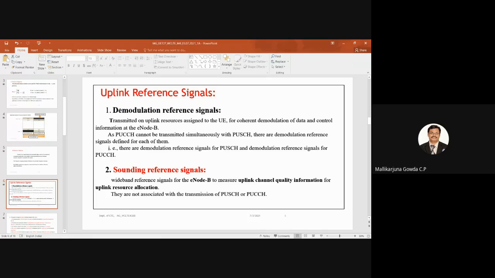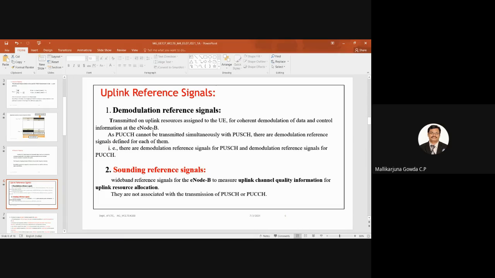The next point: the PUCCH cannot be transmitted simultaneously with the PUSCH, we said, right? Because of that, demodulation reference signals are defined for each of them. There will be a separate demodulation reference signal for PUCCH as well as PUSCH, because these two cannot be transmitted simultaneously, as this is time division multiplexing. So there are demodulation reference signals for PUSCH and demodulation reference signals for the PUCCH.